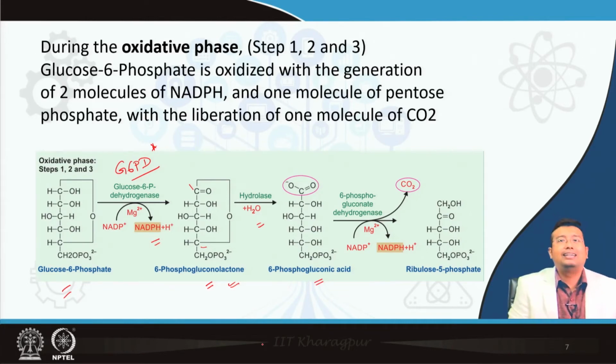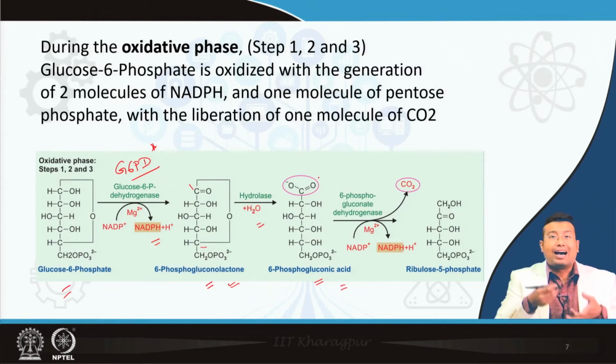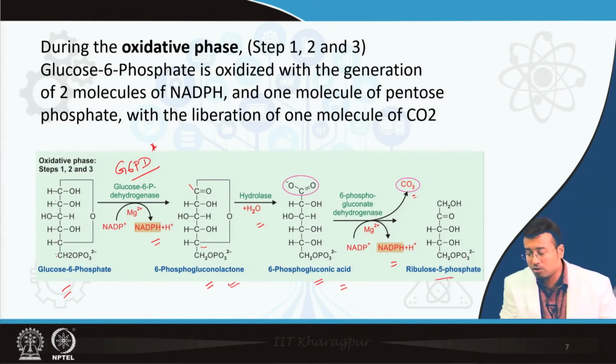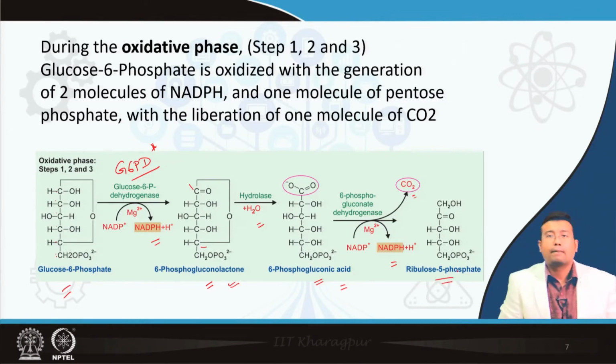So, next what happens? A dehydrogenase enzyme acts on 6-phosphogluconic acid. One molecule of carbon dioxide is lost, NADP plus is reduced to NADPH plus H plus, and ultimately since one carbon atom is lost, this 6 carbons, so you can see 1, 2, 3, 4, 5, 6. So, glucose is a 6 carbon compound, and it gets converted to a 5 carbon compound. The hexose is getting converted to a pentose. So, ribulose 5 phosphate is an example of a pentose sugar. Okay. So, NADPH and pentose both we have got.